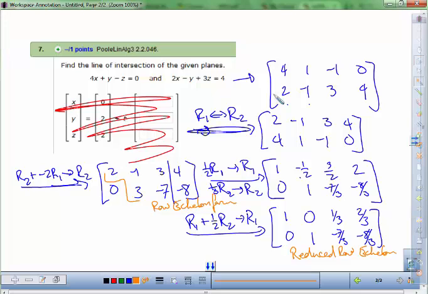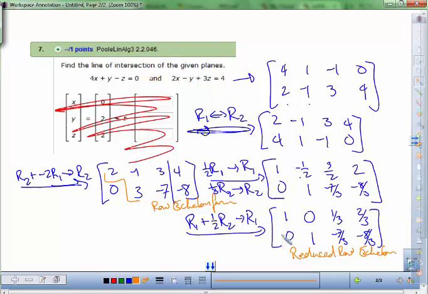All right. So let's see if we can answer this question. Find the line of intersection for the given planes. So these are two planes in three dimensions, and they intersect in a line. So if we solve for this, we should be able to come up with a solution.